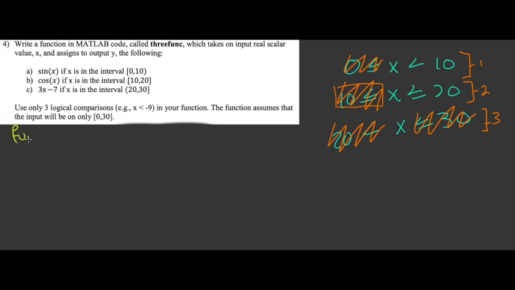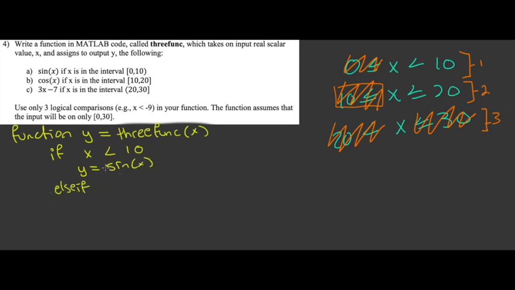So if we were to write this out, we have our function, and our output is y, and that equals 3func of our input x. And then we're going to start off with our if statement. So if, and our first interval, which is x is less than 10, we're going to assign y equals sine of x. Else if, that's going to be our second condition. So if we don't want to just do else, we do else if, and that allows us to write a second condition. x is less than or equal to 20. We're going to do y equals cosine of x.